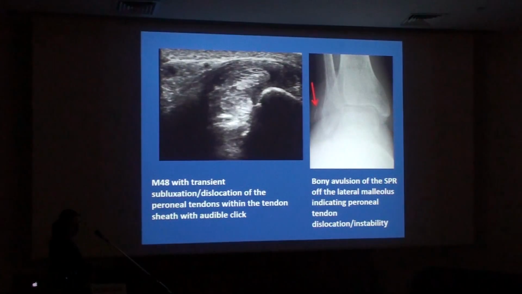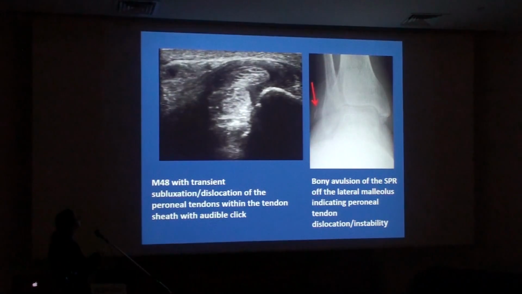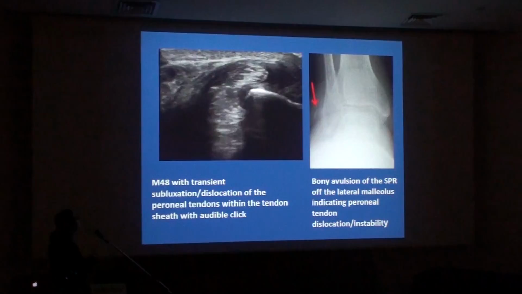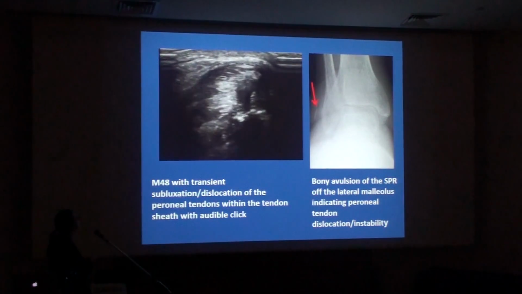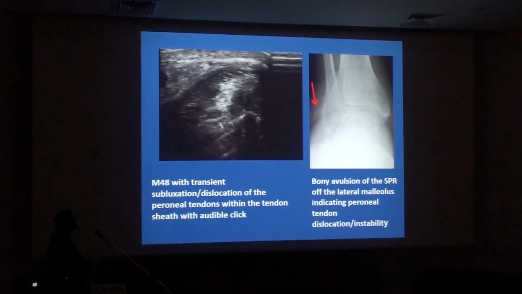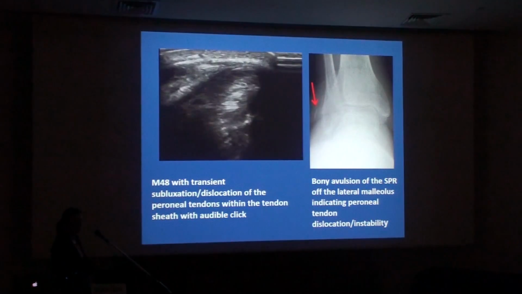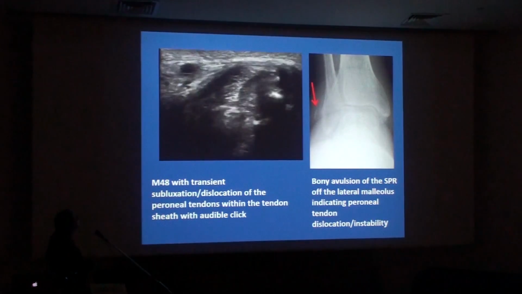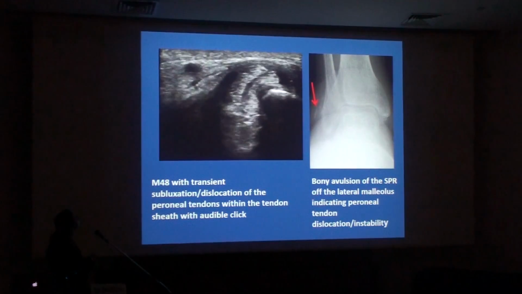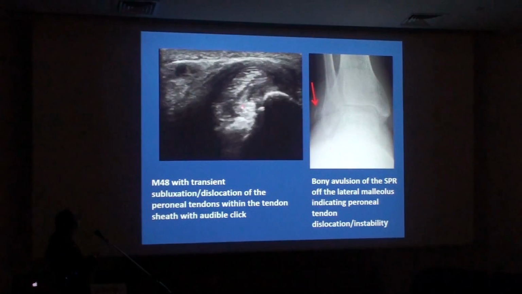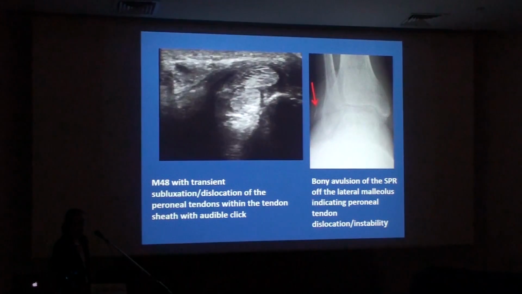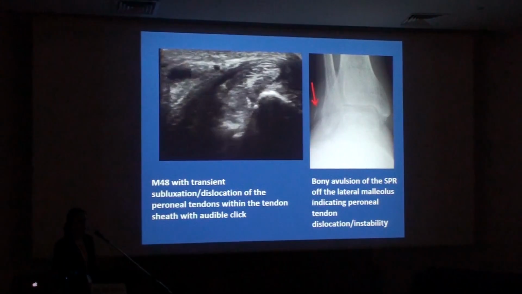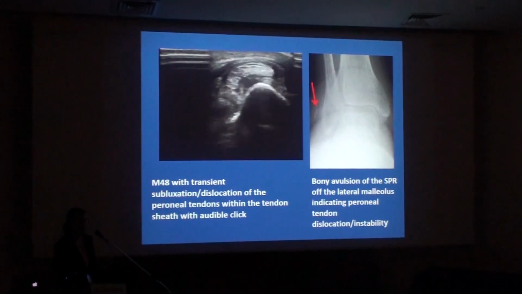So let me see what I move. So here is the brevis and here is the longus, and they're kind of switching places during the dynamic maneuver. That's the brevis, that's the longus. Usually this is accompanied with an audible click and pain.